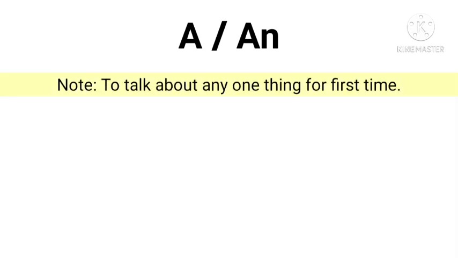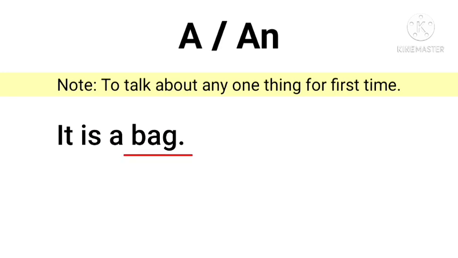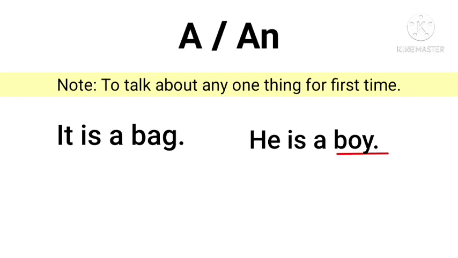Articles a and an. We use these articles when we talk about any one thing for the first time. Look at these examples. It is a bag. Bag is a noun, one thing, and we use the article a before a noun. Example number 2. He is a boy. Boy is a noun, and we use the article a before a noun.